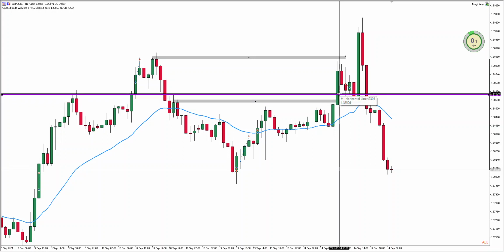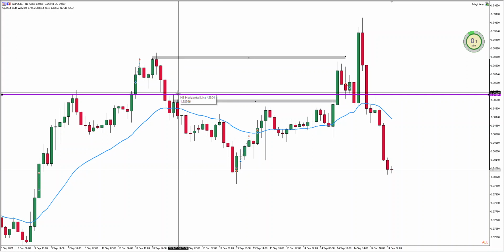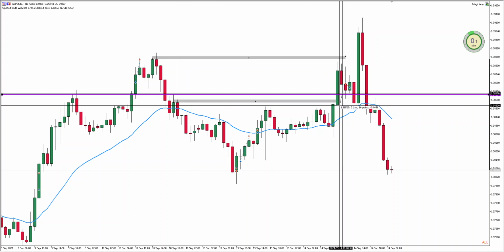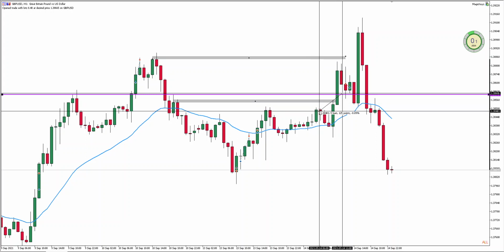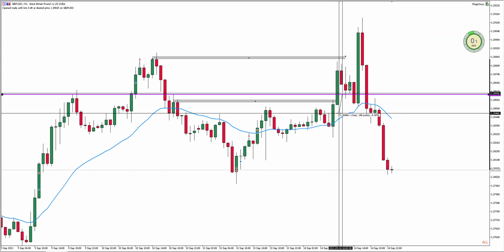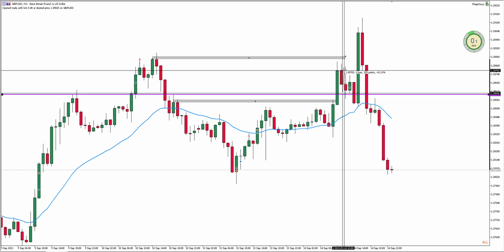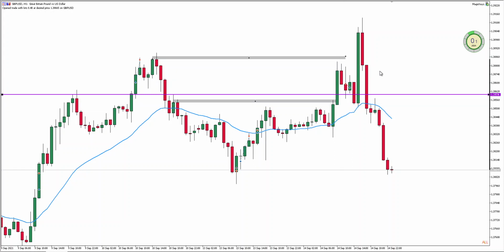I could have entered above this wick with stop below this candle, or a little bit below there, because we could expect this to form support. So I could have taken a 14 pip stop, 40 pip target, and that would have worked easily. But I didn't do that, so missed that chance.